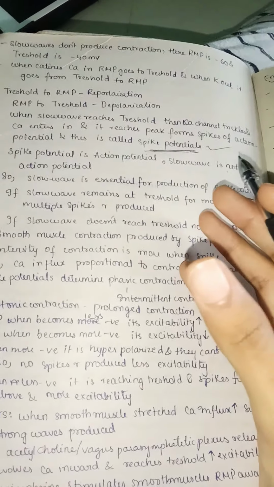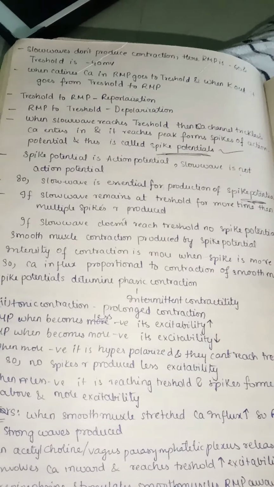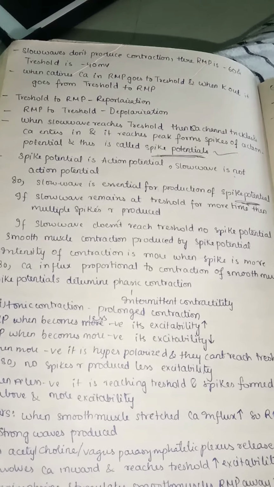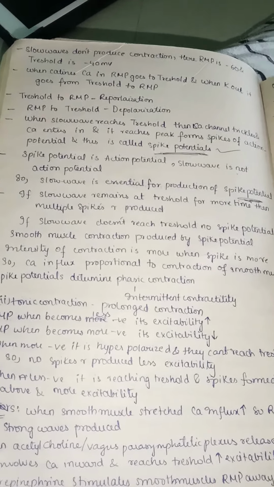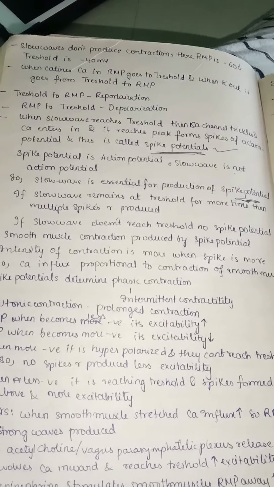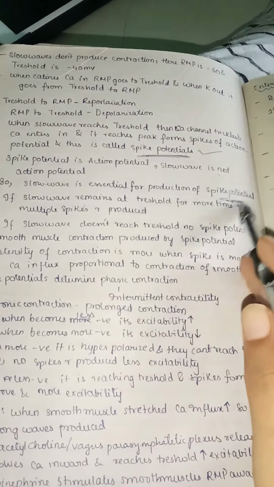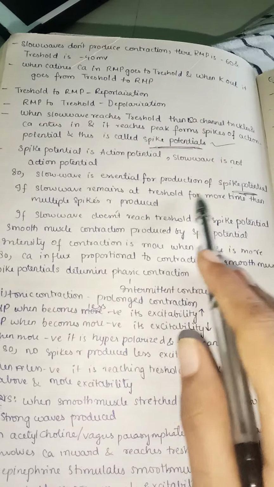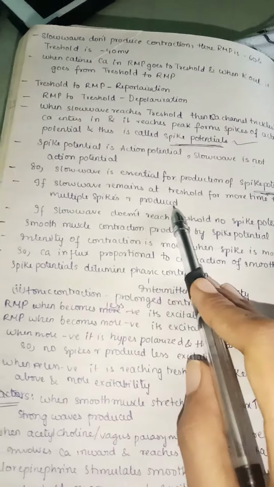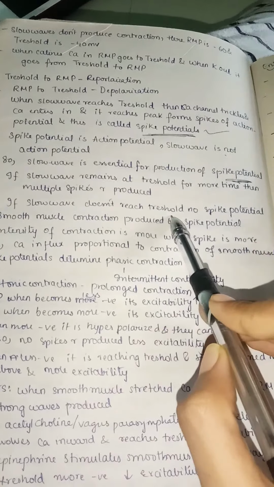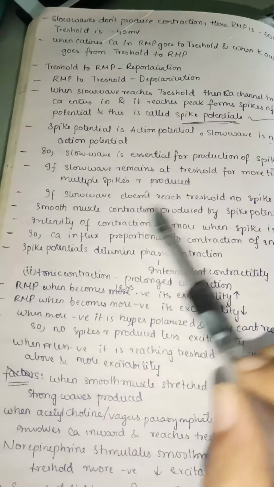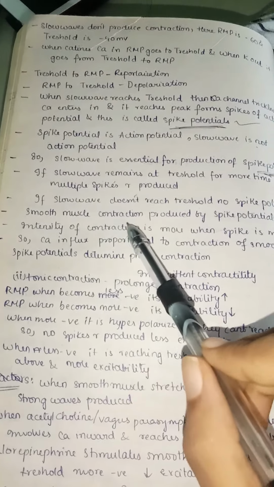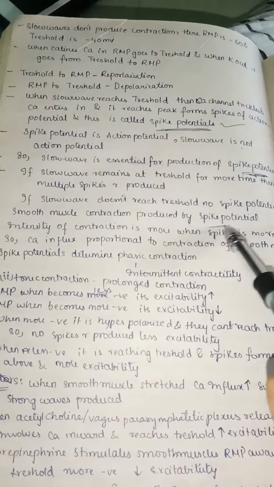So why are slow waves there? You should remember this: slow wave is a special, unique characteristic of the GI system. Why is it necessary? Because the slow wave leads to reaching the threshold. If it reaches threshold, then a spike potential forms. If the slow wave remains at threshold for more time, then multiple spikes are produced. If the slow wave doesn't reach threshold, there is no spike potential, and smooth muscle contraction is produced by spike potential. Contraction is produced by spike potential because it's a true action potential.